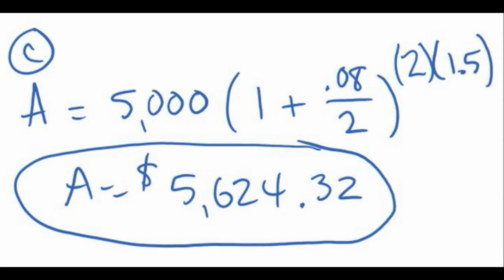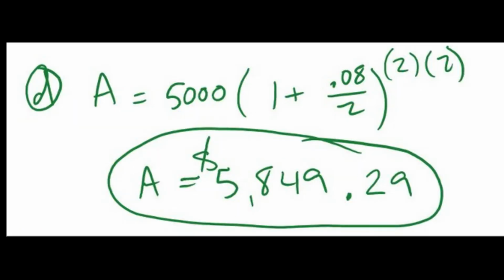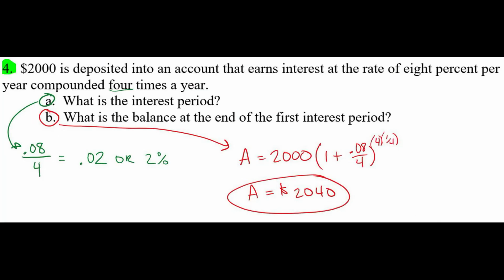And it says our ending balance is $5,624.32. Letter D is exactly the same as the previous 3, except now the T is 2 because it says how much money you're gonna have after 2 years. So we plug in a 2 for T. You got $5,849.29.